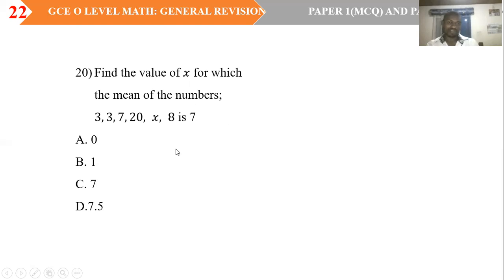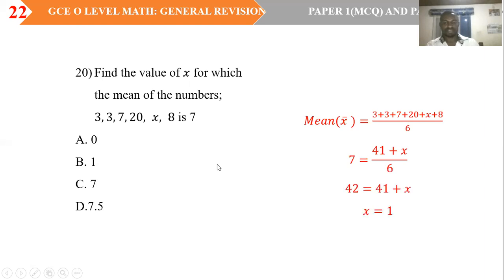So we simply add all and divide by 6, so we have (3 plus 3 plus 7 plus 20 plus x plus 8) over 6. And we equate the mean to 7. Simplifying and solving for x gives x equals 1. Answer B.